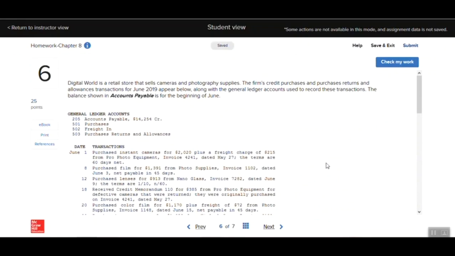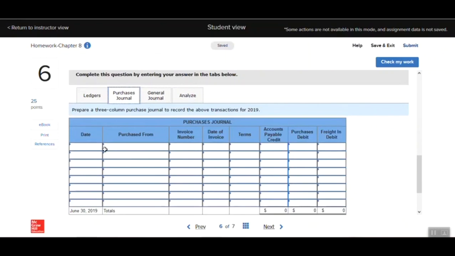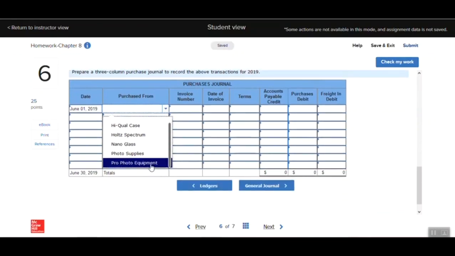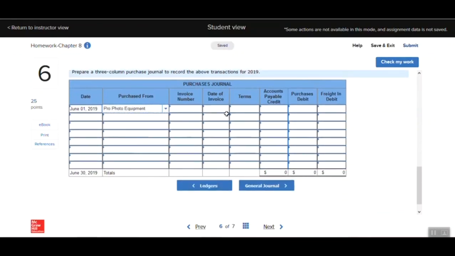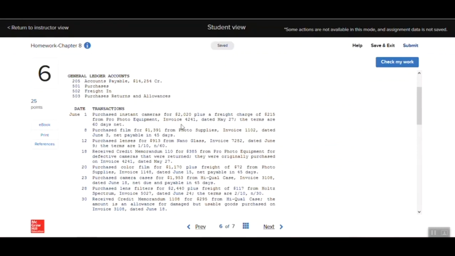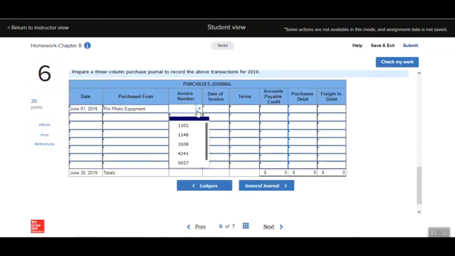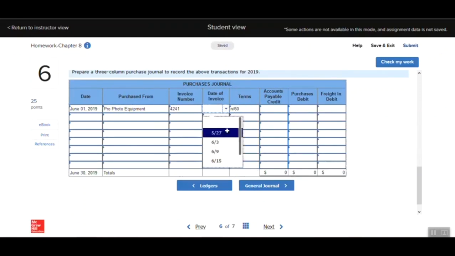All right, so purchases instant camera for $2,020 plus freight. Unfortunately, there's most of this that is just transferred down to, I have to probably do quite a bit of scrolling. It's hard to remember, but you'll be able to find the invoice and the date here in the instructions. So the terms were net in 60 days. The date of the invoice was May the 27th, even though we've recorded it on June the 1st.